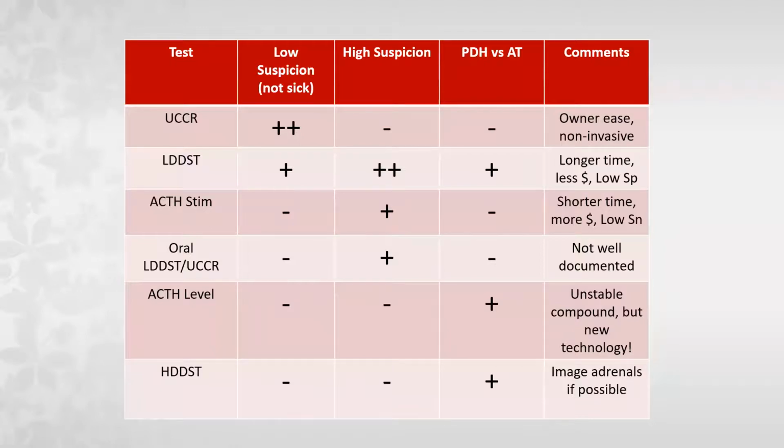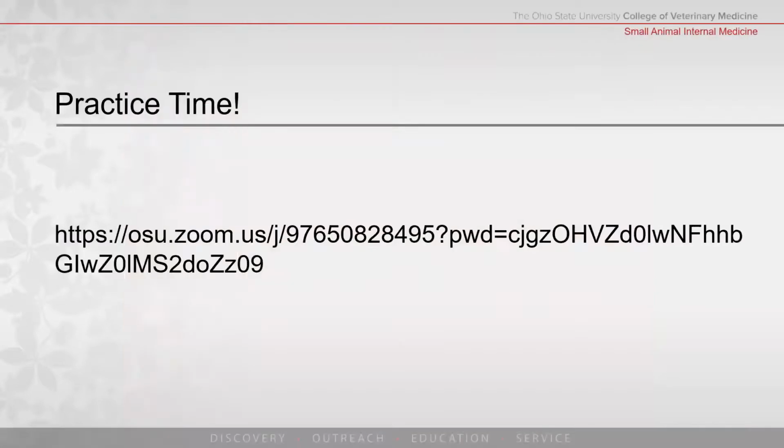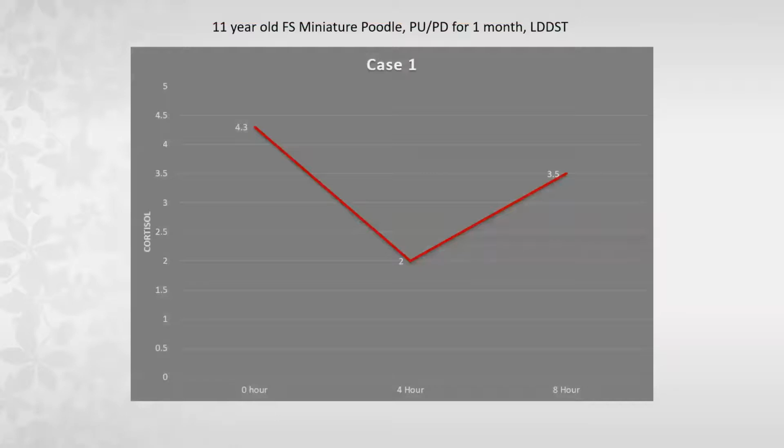I'm not sure if people are going to get copies of these slides, but this is a really good way to think about when you're going to use which type of testing. Next slide. Let's move to the slide that has the first chart on it. It says 11-year-old female spayed miniature poodle. We're going to practice a little bit here, interpreting some tests.